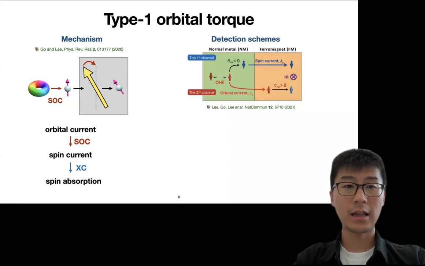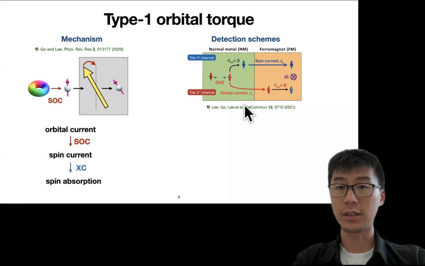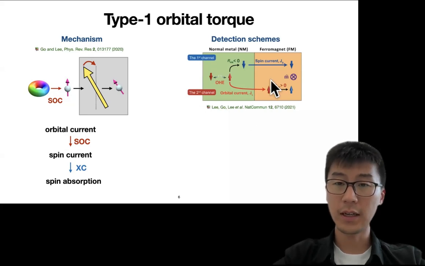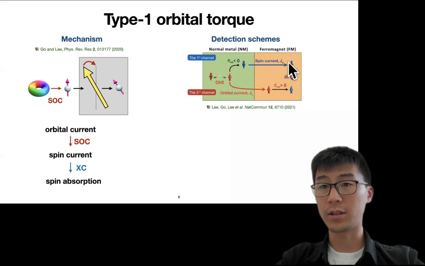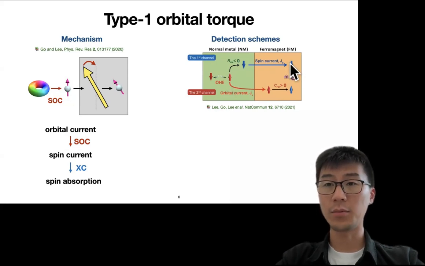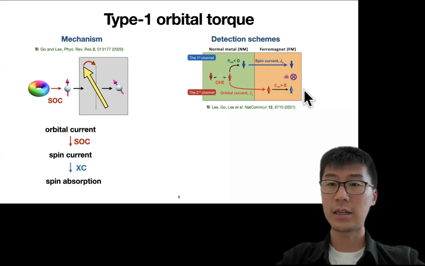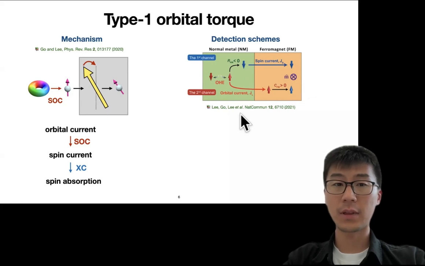But this can be detected, for example, in this work. It was shown that the direct spin Hall torque contribution in the ferromagnet can compete with the contribution coming from the orbital channel and being converted to spin. Sometimes, depending on the combination of materials, they can have opposite signs, and you can focus on the sign change of the torque by carefully paying attention to it.